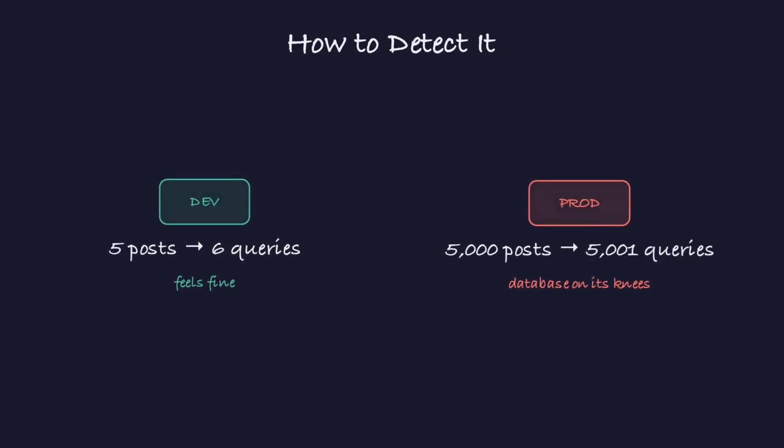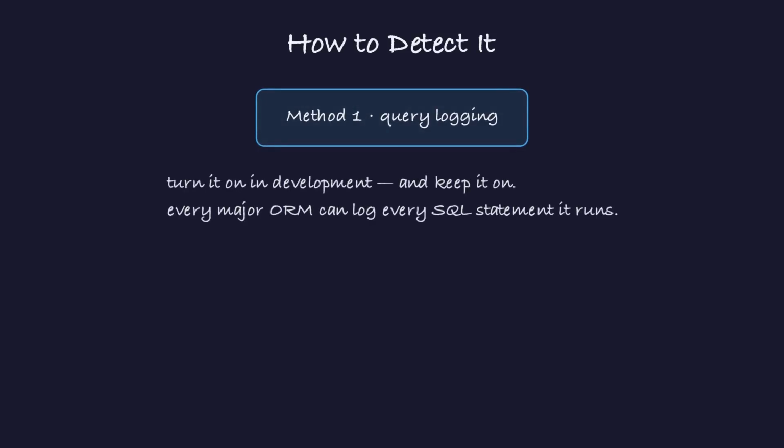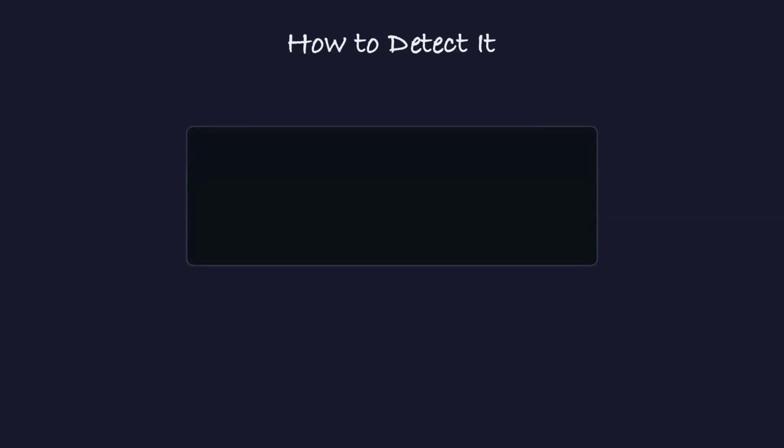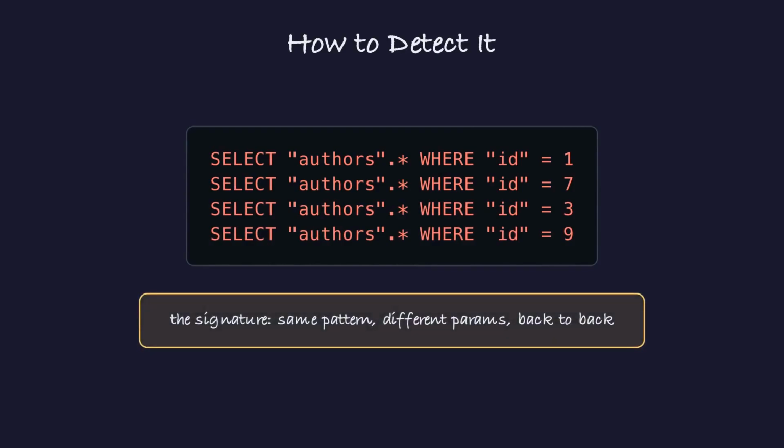So how do you catch it? The trouble is, development rarely exposes it because your test data is tiny. 5 posts, 6 queries feels fine. 5,000 posts, 5,001 queries, and your database is on its knees. Same code. Method 1. Turn on query logging in development and keep it on. Every major ORM can log every SQL statement it runs. The signature of N+1 is unmistakable. The same query pattern, repeating with different parameters, back to back to back.